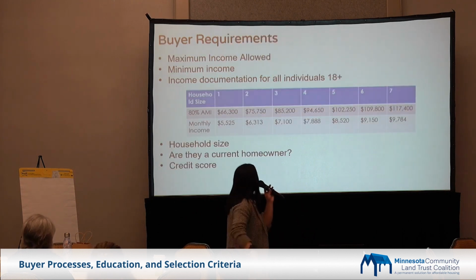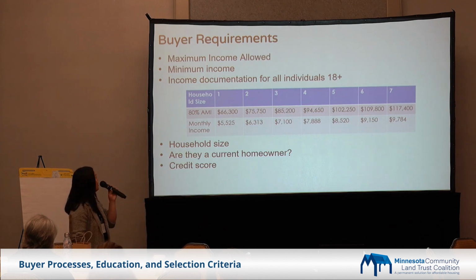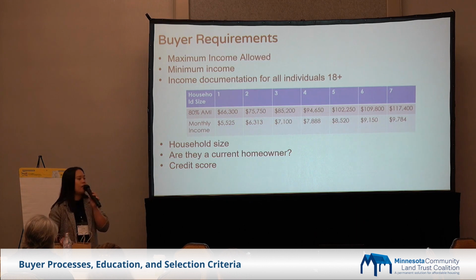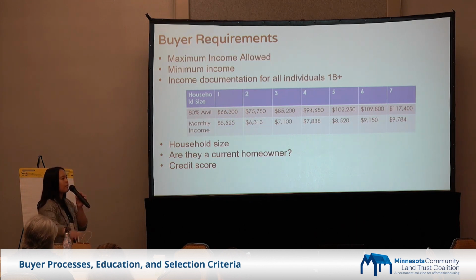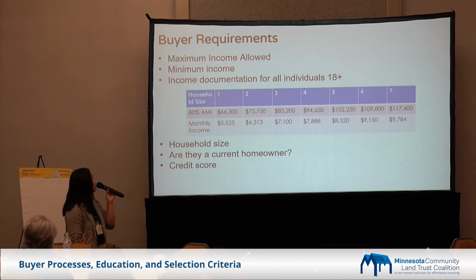All right. So first, with buyer requirements, some things we want to be mindful of. We generally have a maximum income allowed. Generally, it's 80% AMI or less, right? Those are the population we serve, 80% or less AMI. The CLT does not specifically have a minimum income requirement, but that's something to be mindful of if your organization might have that restriction with minimum income.